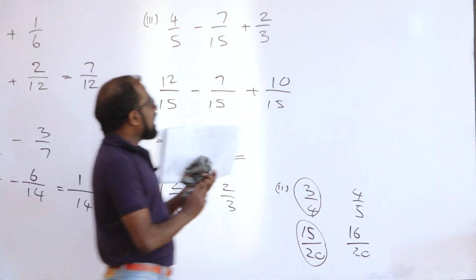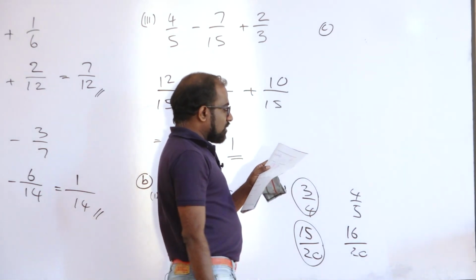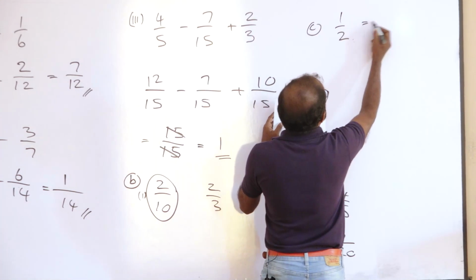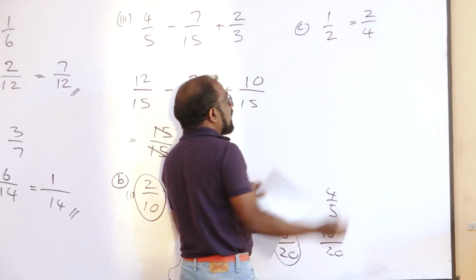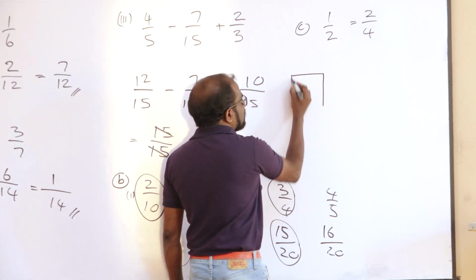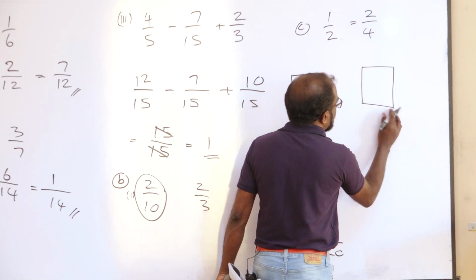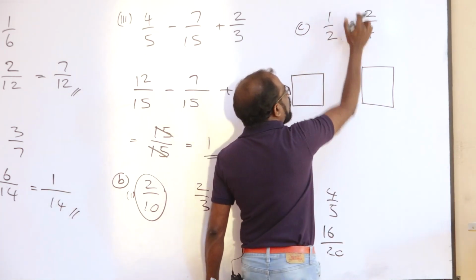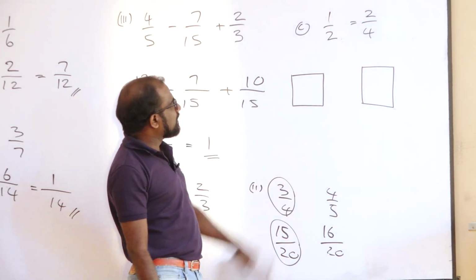Right. Then the last part of that question, question number C. Show that 1 over 2 is equal to 2 over 4. You are given two squares and asked to show that 1 over 2 and 2 over 4 are what? Equivalent fractions.